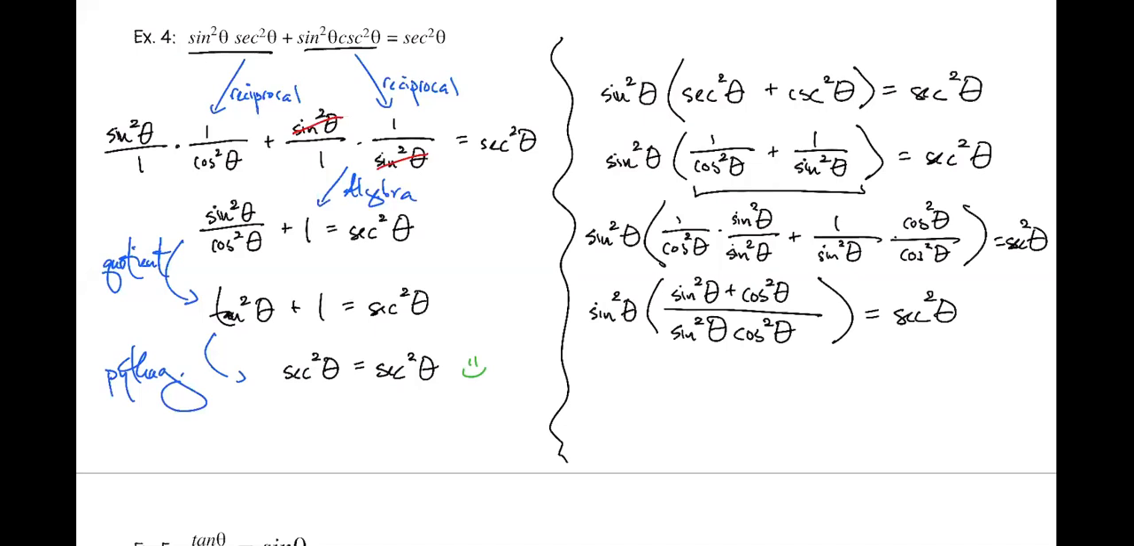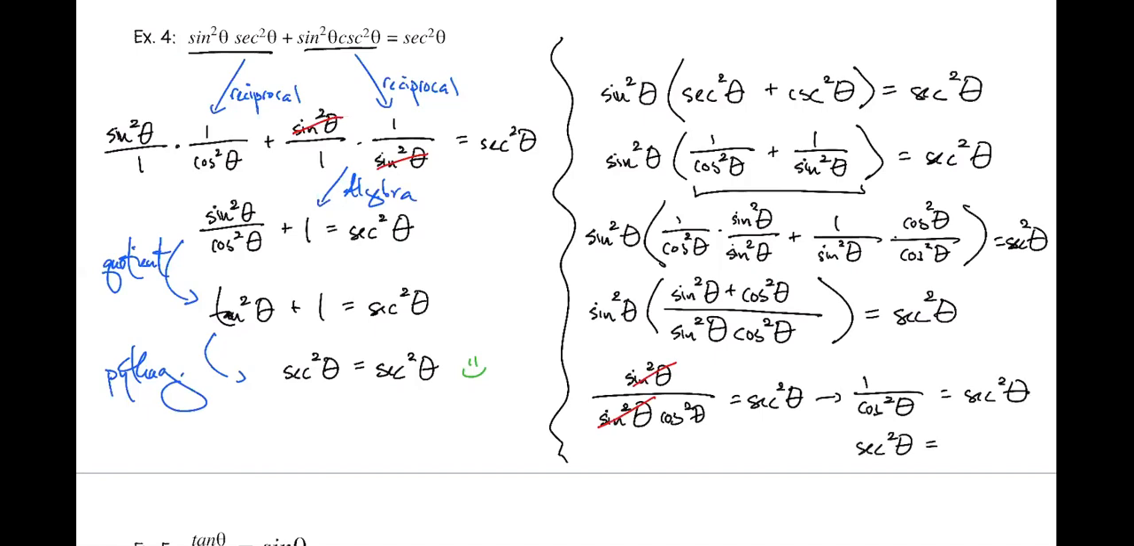What can I simplify from here? Look at that list of all the identities. Yeah, sine squared plus cosine squared is 1. That's a fancy way of saying 1. So I really have sine squared theta over sine squared theta cosine squared theta, and we hope that gets to secant. Those two reduce. We're left with 1 over cosine squared, which equals secant squared. And then we can say that secant squared equals secant squared.